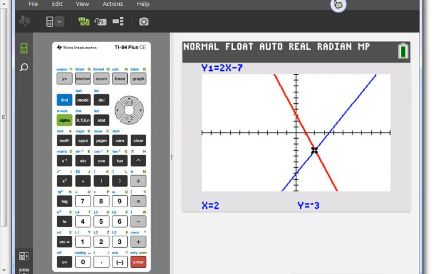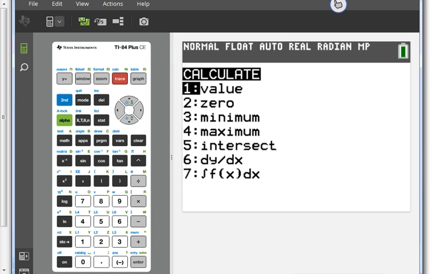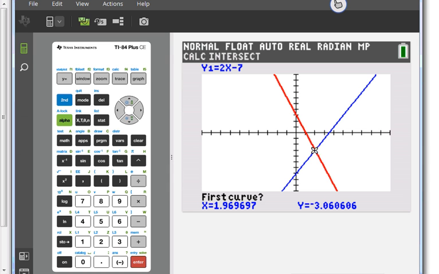The other thing we can do is use the calculate function. So if we hit second trace and go down to number 5, intersect, the calculator will actually calculate the point of intersection. Now it asks us a couple questions at the bottom. Notice it says first curve, question mark. If you look up at the top, we're on y1, so I hit enter. Now it says second curve, and notice at the top, we're on y2, so I hit enter. And then it asks me to guess the point of intersection. So we just need to move that cursor close to the point of intersection and hit enter. Well, there it is again, 2, negative 3.